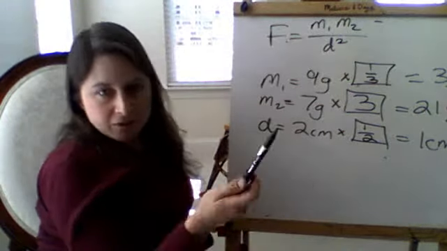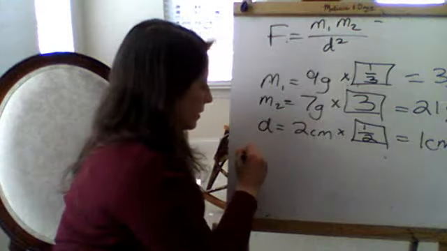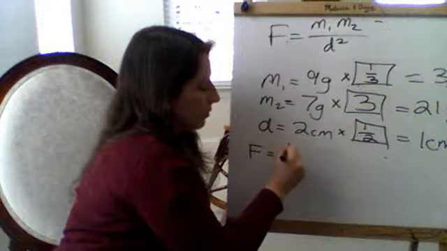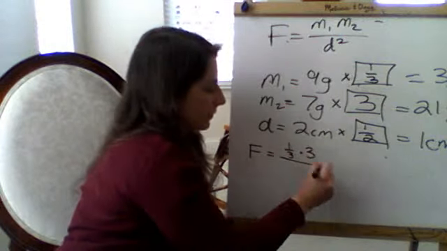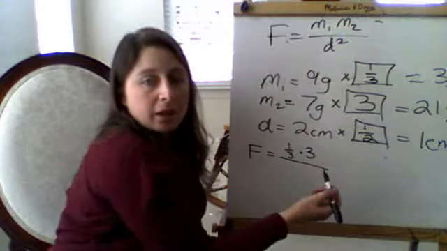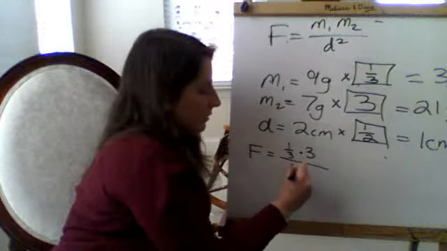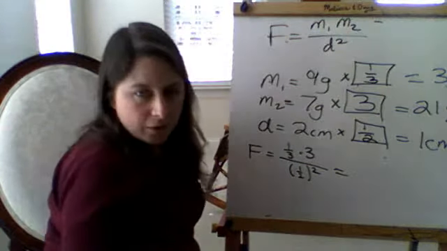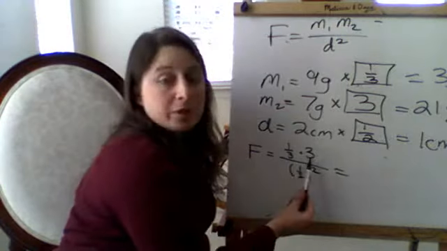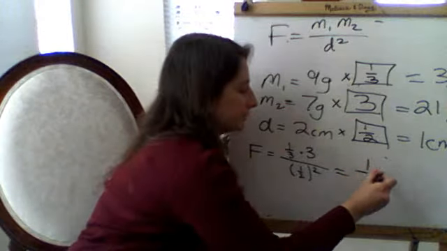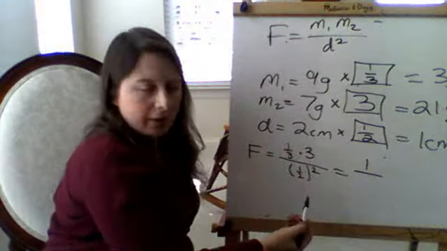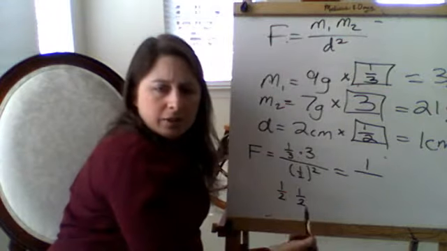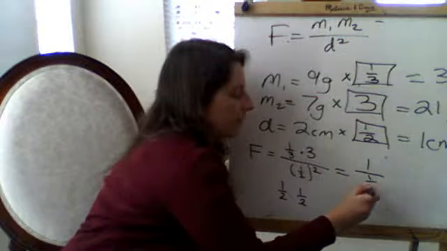Now, here's where we test your fraction skills. We're going to plug into the equation. So up here, force is the factors of change. For mass, 1/3 times 3, right, because the masses are 1/3 times 3. And then the factor of change for the distance, which is 1/2 squared. So now we just do our math with our fractions. 1/3 times 3, well, that's easy. That's 1. And then 1/2 squared. Well, that means 1/2 times 1/2. Well, 1/2 times 1/2 is 1/4.